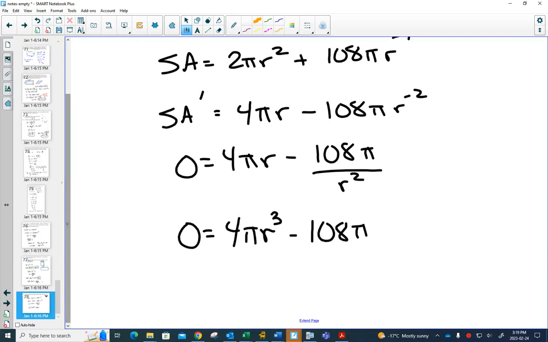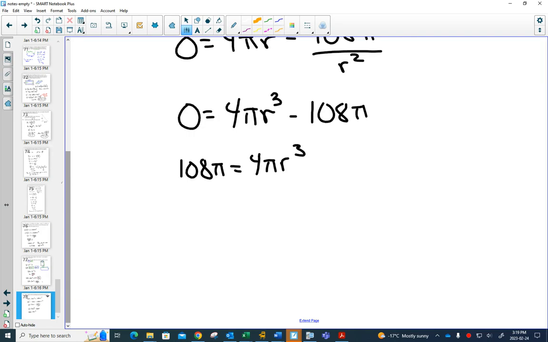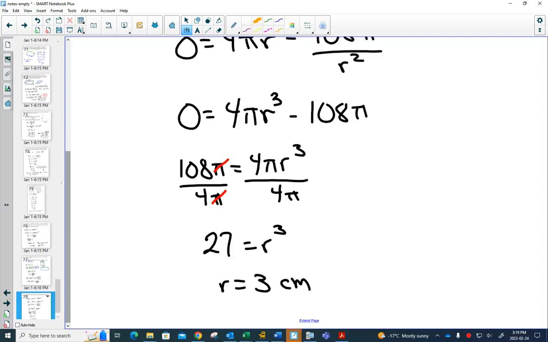So according to this, we can move the 108 pi to the other side. Divide both sides by 4 pi. Pi is nicely simplified. Oh, and you get 27 equals r cubed. Cube root both sides. Are we dealing with centimeters here? Yes, we are. So r would be 3 centimeters.